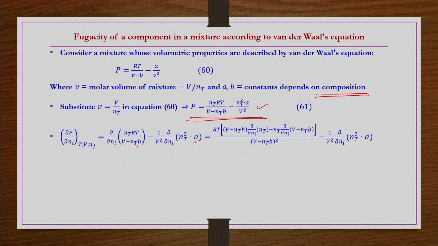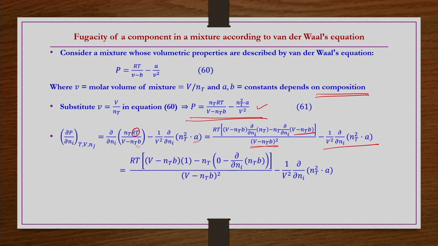So, now what we do, the RT part of this differentiation is constant, because for all these calculations we are doing it at constant temperature and composition. NT we have to differentiate with respect to Ni. So, differentiation of this one is (V − NTB) whole square, and then RT is constant, then (V − NTB) ∂/∂Ni of NT minus NT multiplied by ∂/∂Ni of (V − NTB), minus 1/V² ∂/∂Ni of NT² A would be as it is.